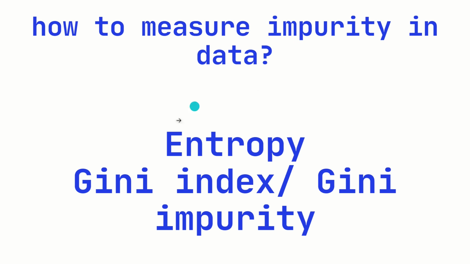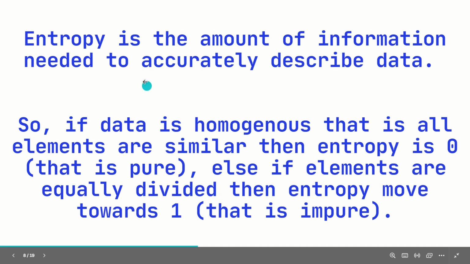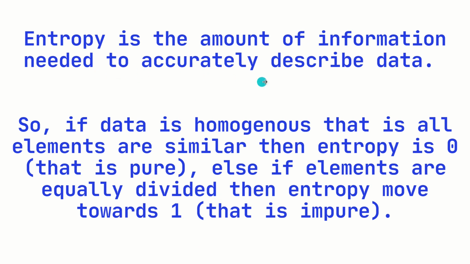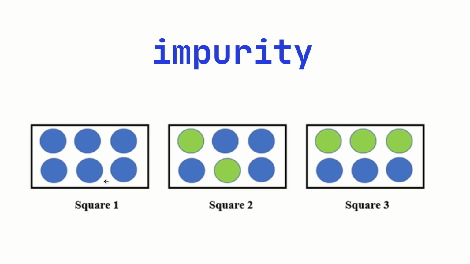So how can we measure the impurity in the data? We can do it with the help of entropy and the Gini index or Gini impurity. Entropy is the amount of information needed to accurately describe data. If data is homogeneous, as I already told you, the ultimate objective of the decision tree is to end up giving us homogeneous data. So if the data is homogeneous, meaning of a similar type, then the elements are similar, it means entropy will be 0, which is pure. This is what we are looking for. Otherwise, if the elements are equally divided, then we can say entropy moves towards 1, which is impure. Like in the previous example, this is completely pure, this has a little impurity, this has more impurity, right?